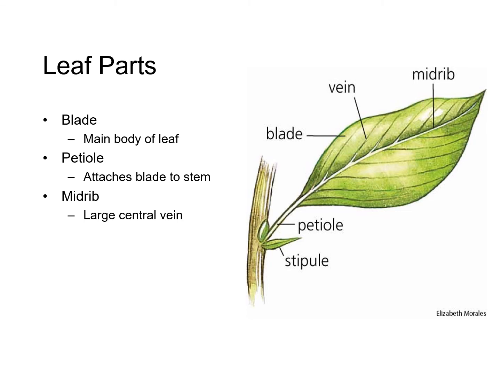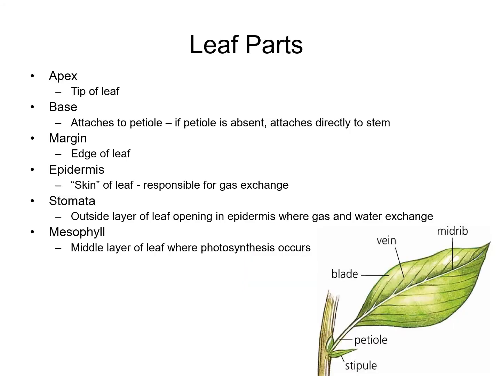Moving on to the leaf parts, you have the blade of the leaf, which is basically the whole leaf, the petiole, which is a little stalk that attaches to the stem, and then a midrib, which is typically a vein that transports water and nutrients throughout the leaf, and also brings down the sugars. You also have other parts like the apex. The apex is the tip of the leaf, this thing right there. The base is what attaches it to the petiole, which is somewhere down here. The margin is the edge of the leaf.